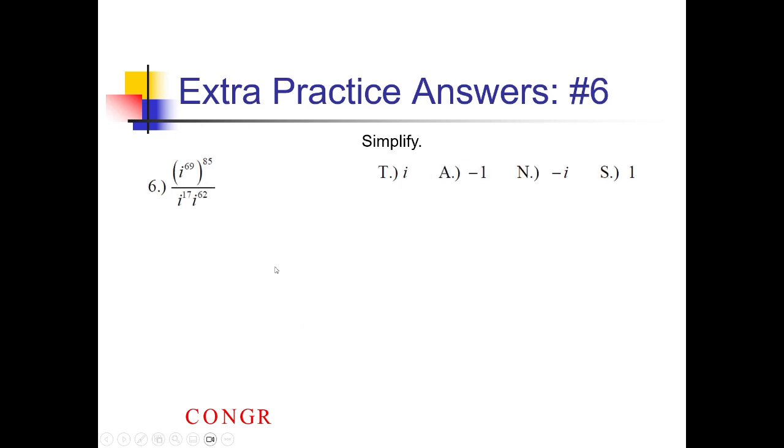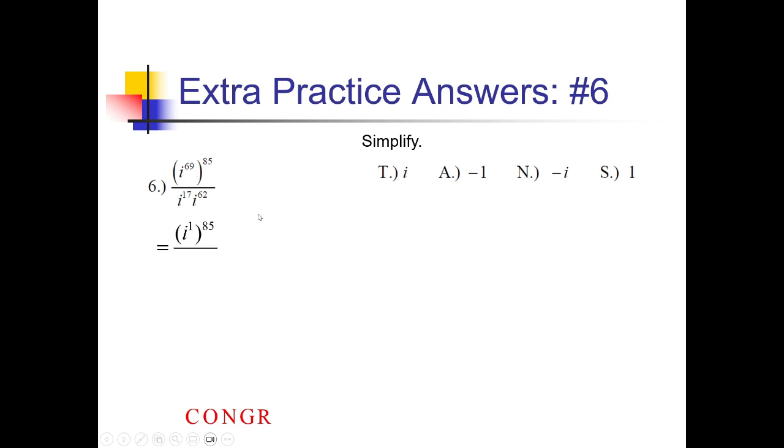For this problem, we've got i to the 69 to the 85th. So right away I know I might have to multiply these exponents up here. But that would require a calculator. And I'm making it a personal challenge not to use one for as long as I can on this one. So I'm actually going to simplify i to the 69 by taking its remainder when I divide by 4. 68 is a multiple of 4 that's less than 69. 69 minus 68 gives me i to the first in there.